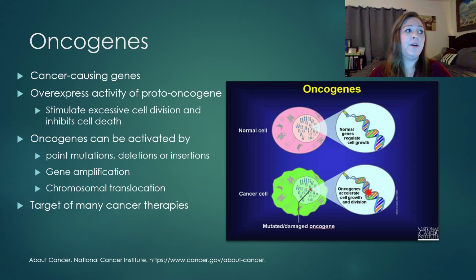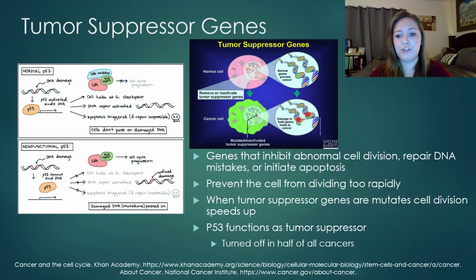Because oncogenes cause that massive cell division and proliferation, they have become a pretty common target of many modern cancer therapies. Next, we're going to move on to tumor suppressor genes.